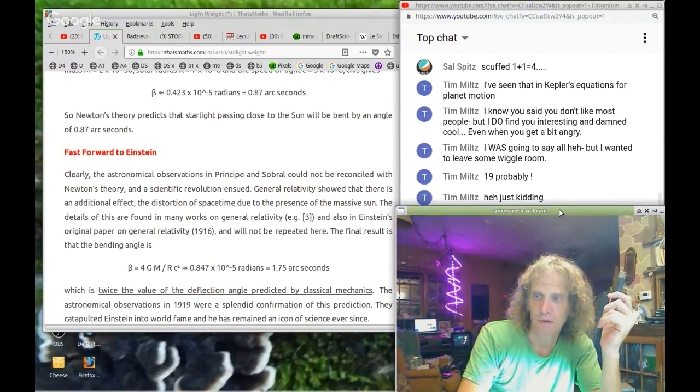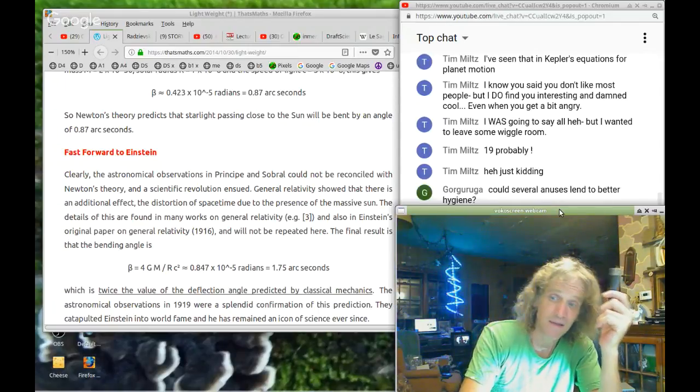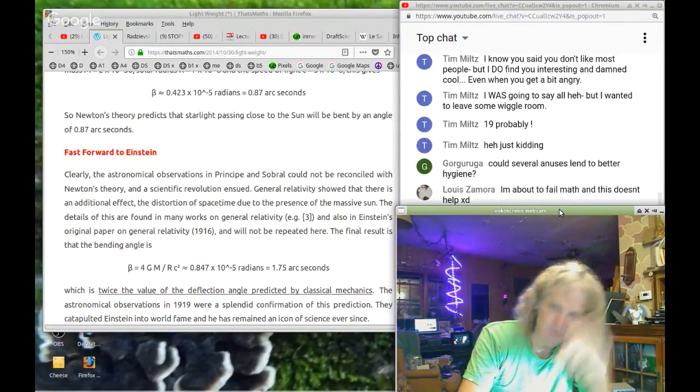Four GMRC squared. This really is like, again, they keep using that 1.75 number, and that's for the surface of the sun.